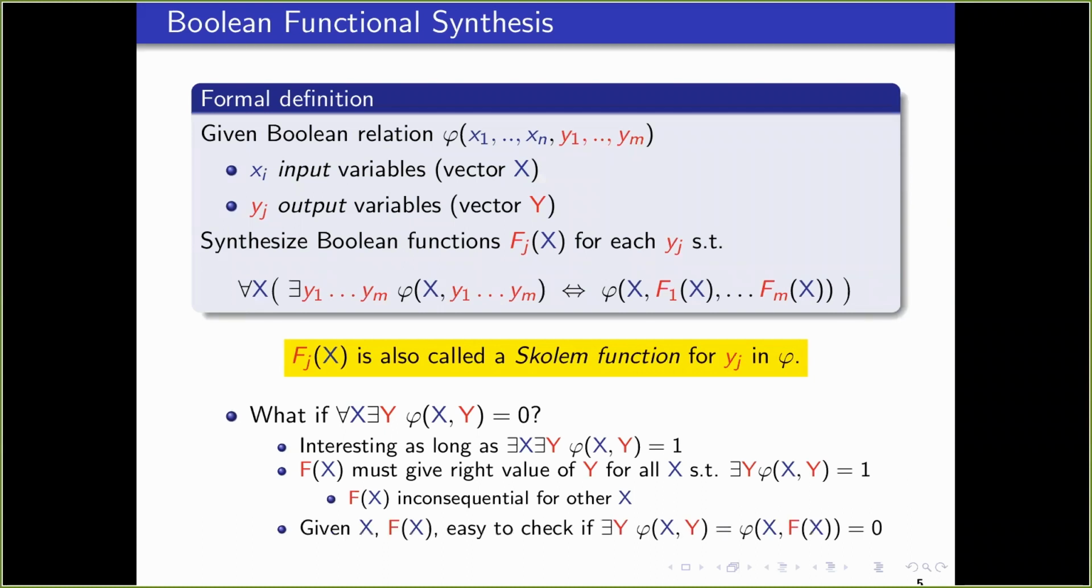Okay. And of course, once I have this function Fx, I can easily check whether there exists Y such that phi(X,Y) is true, because all I can do is in place of Y, I can substitute Fx and then just evaluate this for a given X. And if it evaluates to 0, I know that for X, there is no such Y such that phi(X,Y) would be true. Okay. So this is the formal problem formulation. This is the Boolean functional synthesis problem that I'm going to talk about subsequently. So I hope all of us are on the same page with respect to the problem definition.